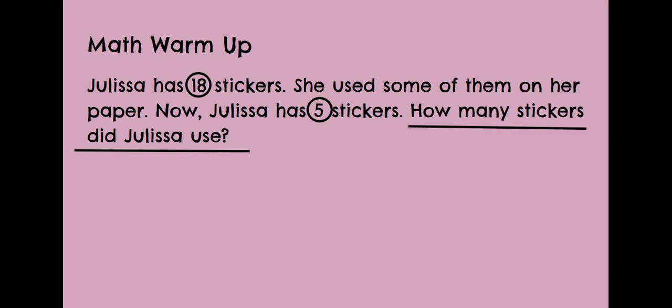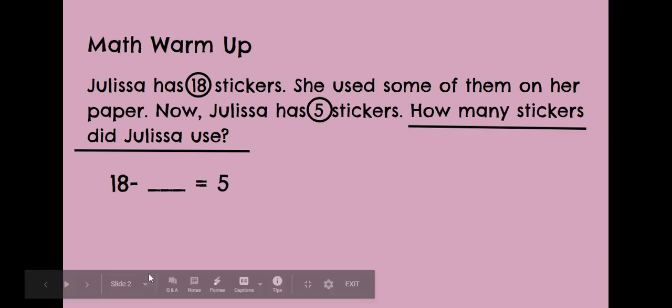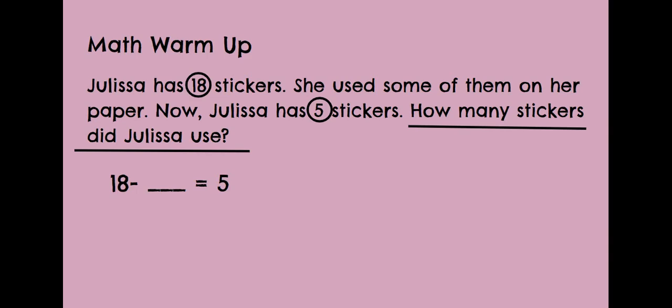The equation we use to solve this problem is 18 minus blank equals 5. This is because Julissa starts with 18 stickers. She uses some of them, so she's taking away from her collection of stickers, but we don't know how many she used. So we know we're going to have to subtract from 18, but we don't know how much to subtract. We also know that at the end, she has 5 left. So 18 minus the number of stickers that she used equals 5.